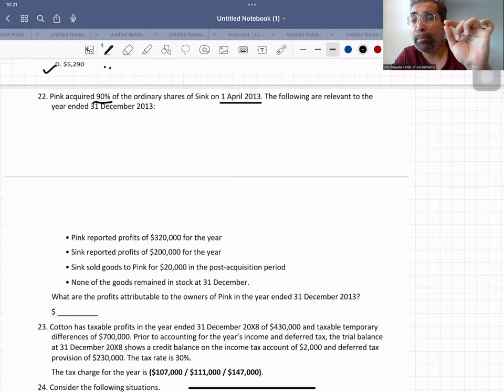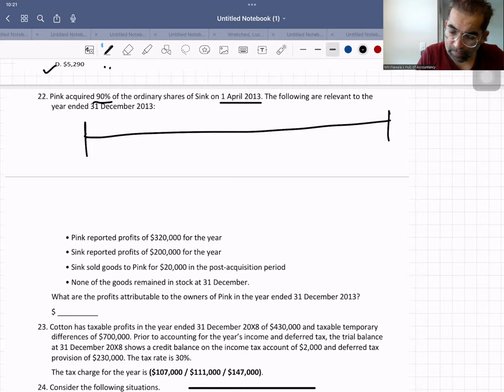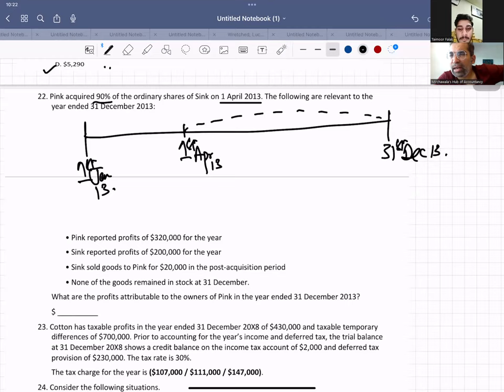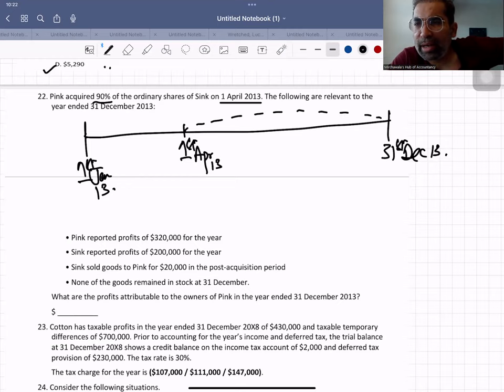Look at the screen. If the year end is December 13, so it's 1st January 13, the beginning, okay? And this is 1st April. So the gap between acquisition date and year end is 9 months, okay? Be careful with this.